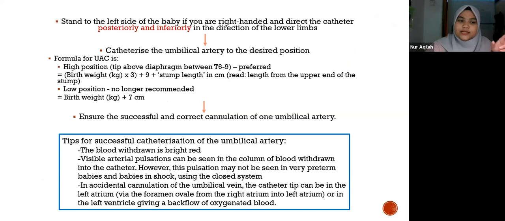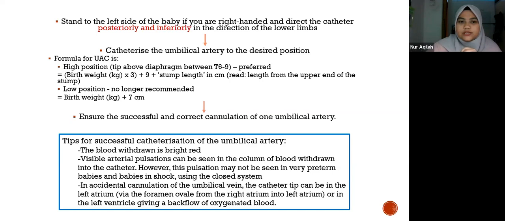Because as you know earlier, the umbilical artery will first enter the internal iliac artery before it then curves upward to enter the area of the descending aorta. Later I'll show an x-ray of the correct position of umbilical artery catheterization. Okay. So after that, we need to catheterize the umbilical artery to the desired position.